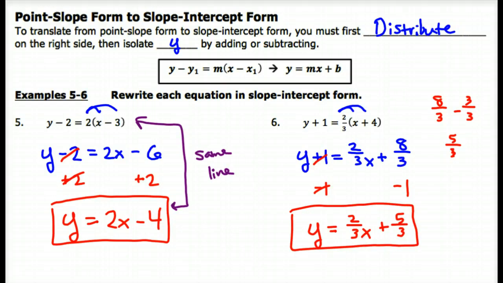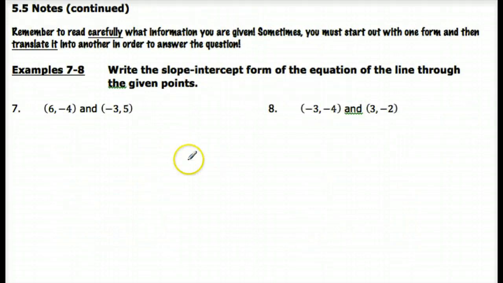Okay, finally, the last set of examples, we're going to do something a little bit different for these. Now that we're using all 3 of these forms in the same lesson, I want you to remember to read carefully what information you are given, because sometimes you have to start out with one form and then change it to another in order to answer the question. And so that's what we're practicing here in 7 and 8. 7 and 8 is asking you to write the slope-intercept form of the equation. So our answers here need to be in y equals mx plus b form.